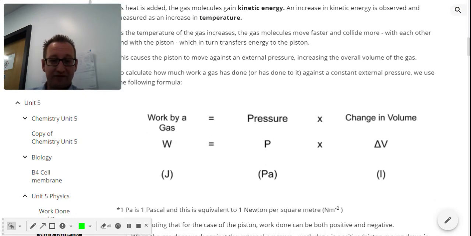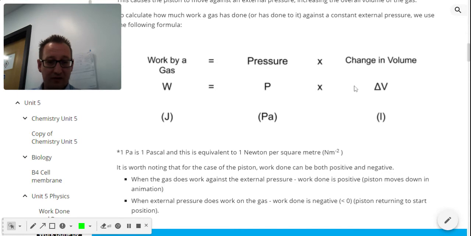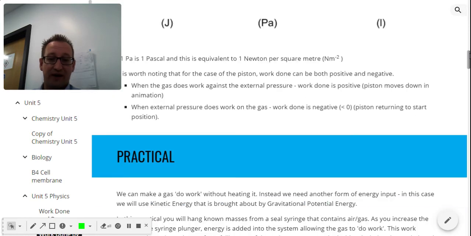This is given by this formula. Again, we're given this formula in the exam, but we do need to be comfortable with what the letters mean. So W is work by gas, measured in joules. It's an energy transfer. And we know this if we take pressure and we multiply it by the change in volume. So pressure is measured in pascals or kilopascals, and change in volume is measured in litres. That is a really important formula to be comfortable using, and the quiz at the bottom will make sure that you can work through that.